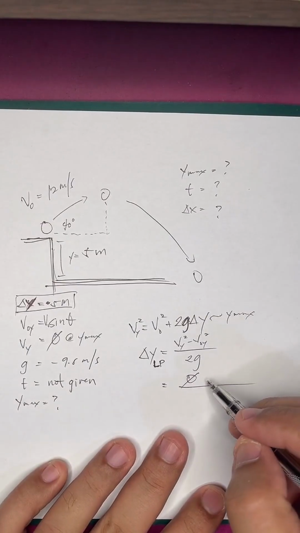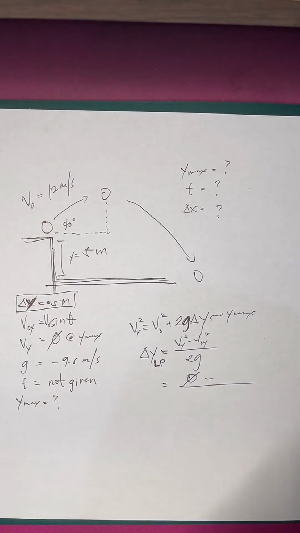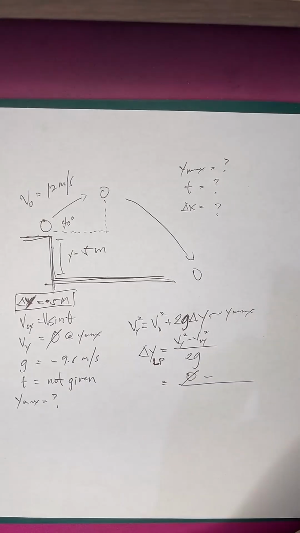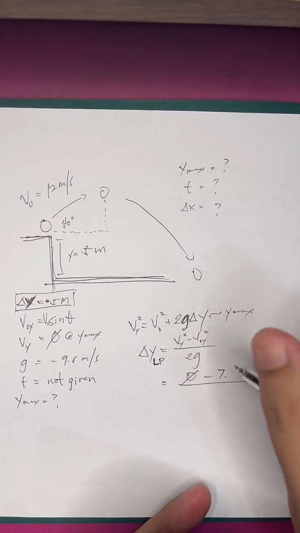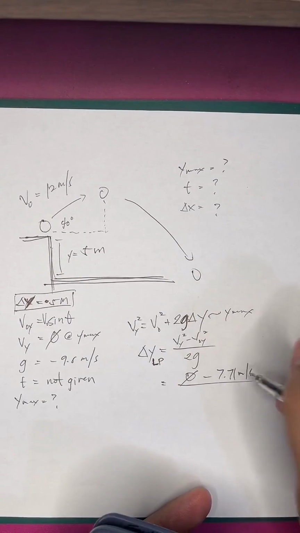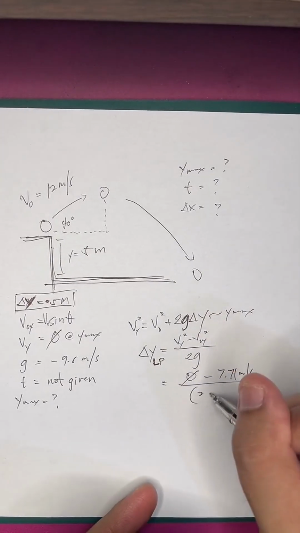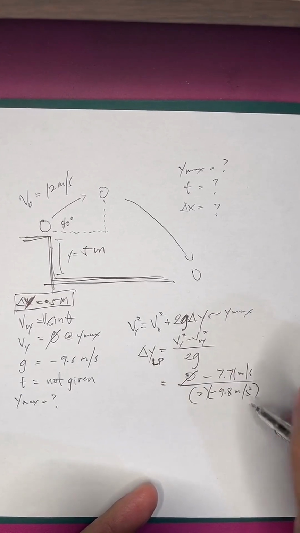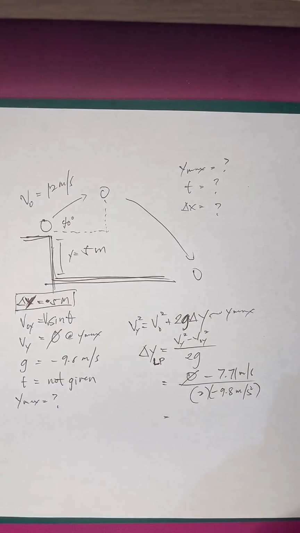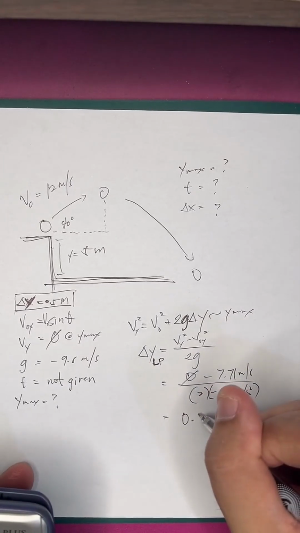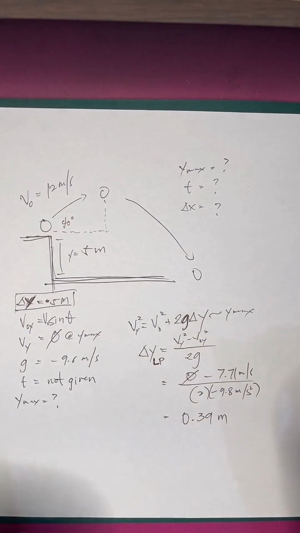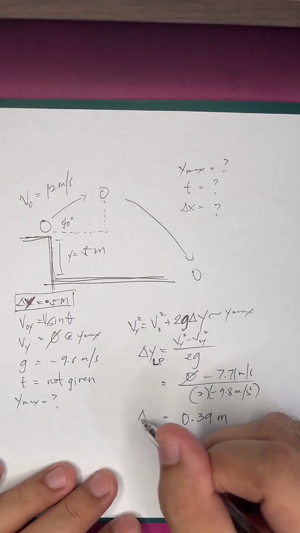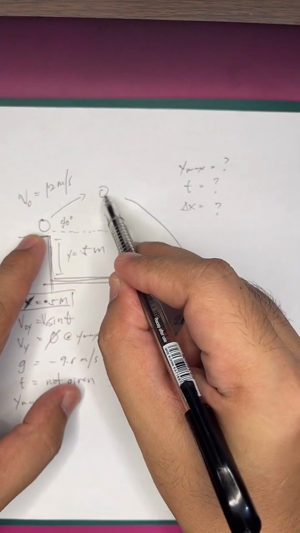0 yung ating final minus our initial velocity, 12 times sine 40, 7.71 meters per second, squared. Divided by 2 times negative 9.8 meters per second squared. And we get 0.39 meters. So that is delta y from LP or from this point up to this point.